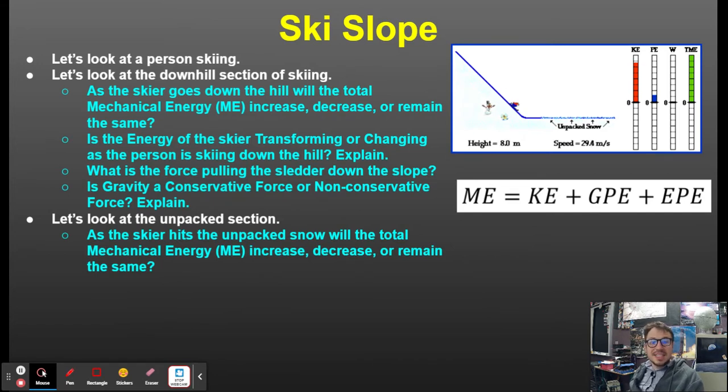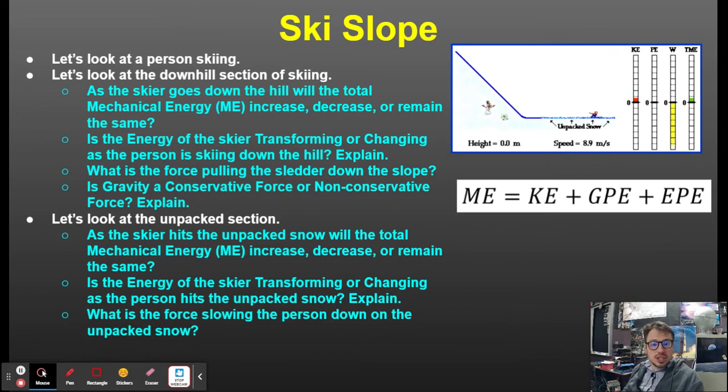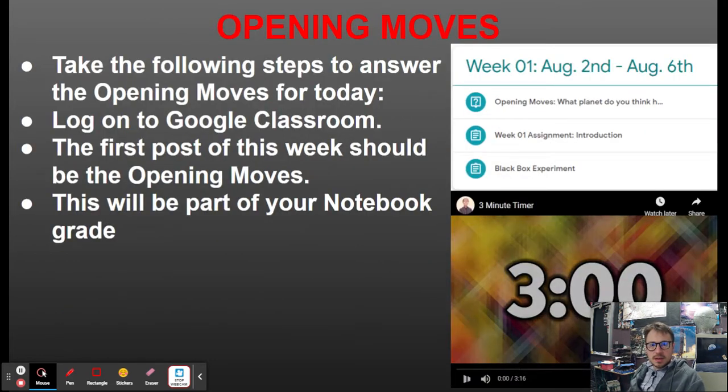Now, as the skier hits this unpacked section of snow, notice what happens to the total mechanical energy. Well, the total mechanical energy is going down. So the energy is going to be changing, right? And the friction is what's causing that energy to change. And friction is a non-conservative force. That energy is being dissipated out into the world, right? And that's not coming back as mechanical energy.